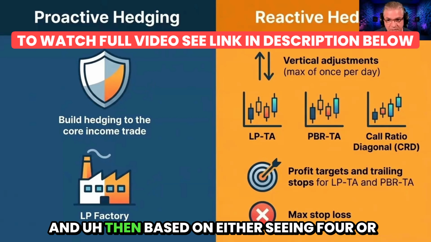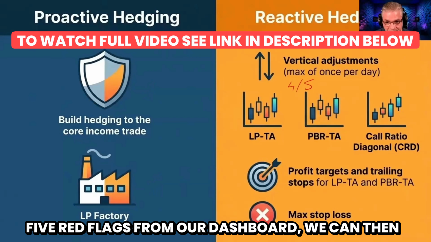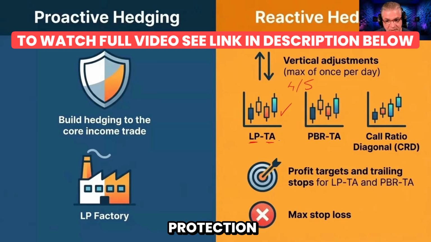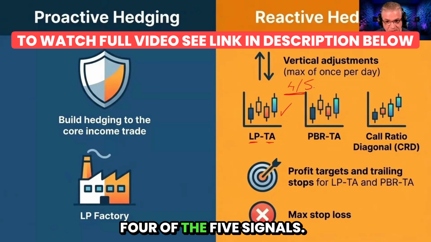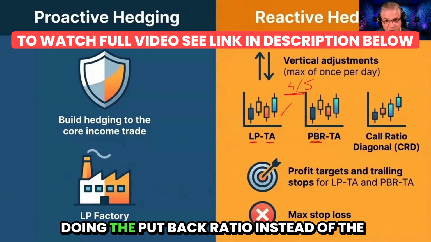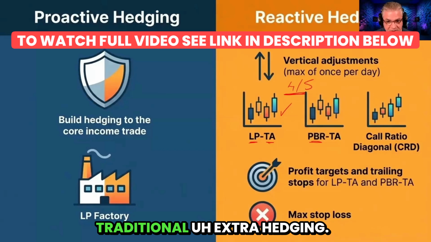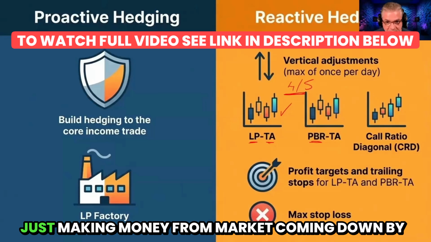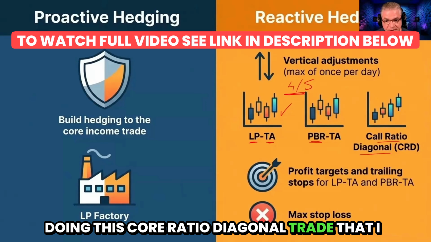And then based on either seeing 4 or 5 red flags from our dashboard, we can then do the LPTA, which is adding additional protection based on this technical analysis of the 4 of the 5 signals. This one over here is that extra last layer of doing the put-back ratio instead of the traditional extra hedging. And then you've got this opportunistic way of just making money from the market coming down by doing this core ratio diagonal trade that I showed you guys.